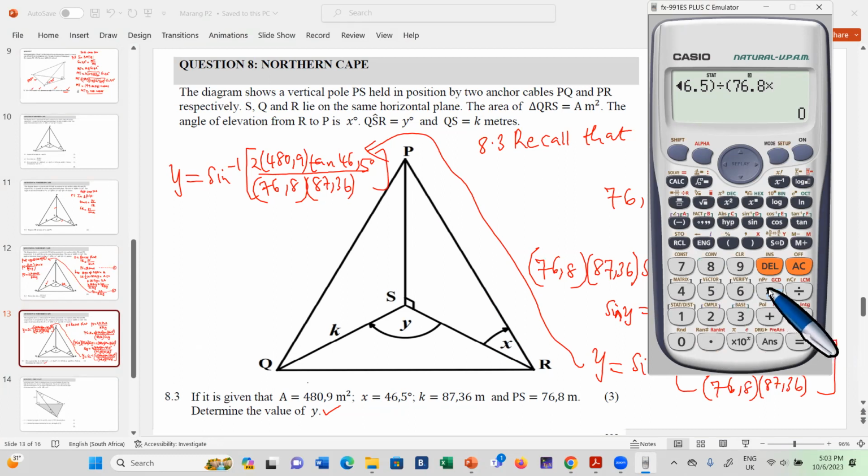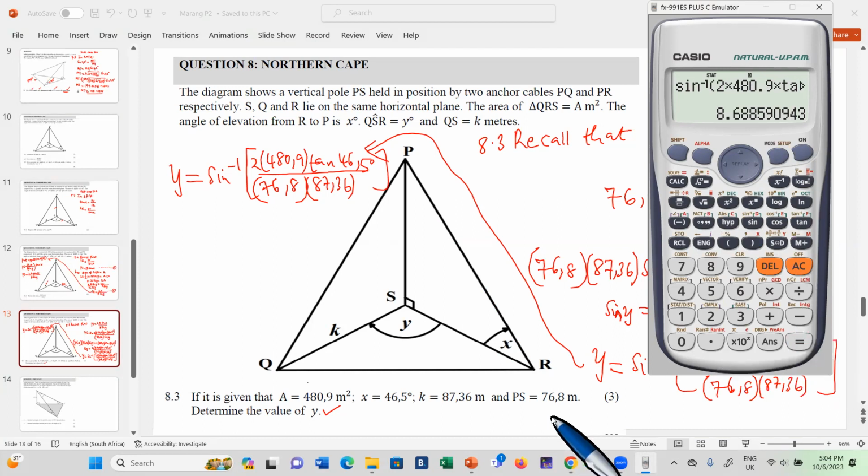You multiply that by 87.36. Okay, and then you have this. You close here and you close again, and let's see the result.